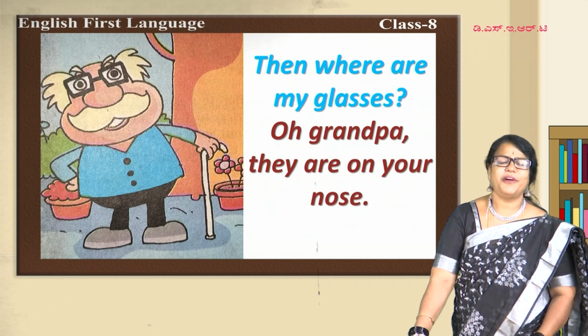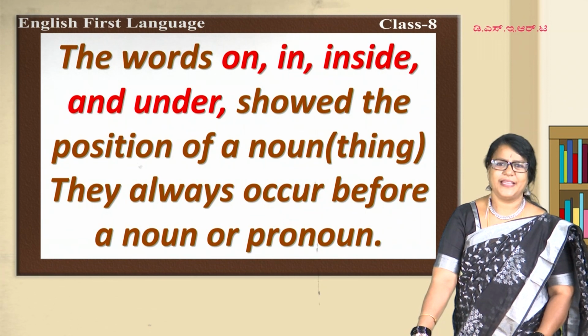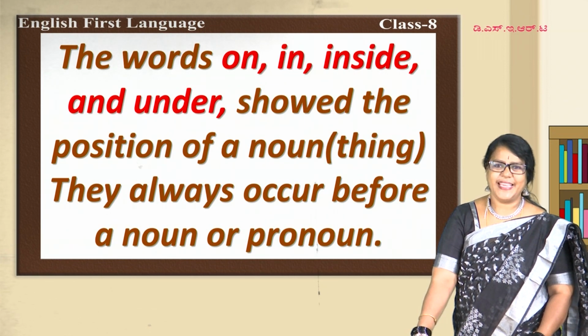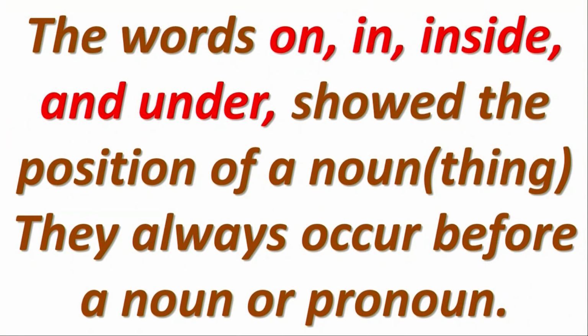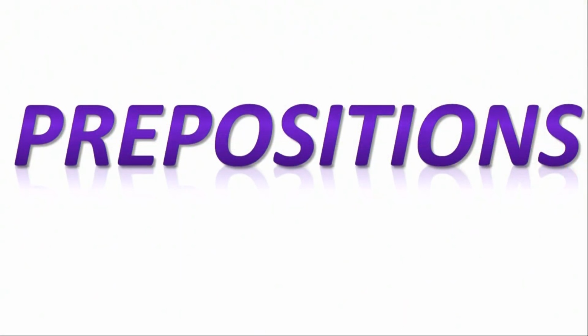Yes, children, we found out where Grandpa's glasses were. Now, what are these words? The words on, in, inside and under showed the position of a noun or a thing. They always occur before a noun or pronoun, and these we call as prepositions.